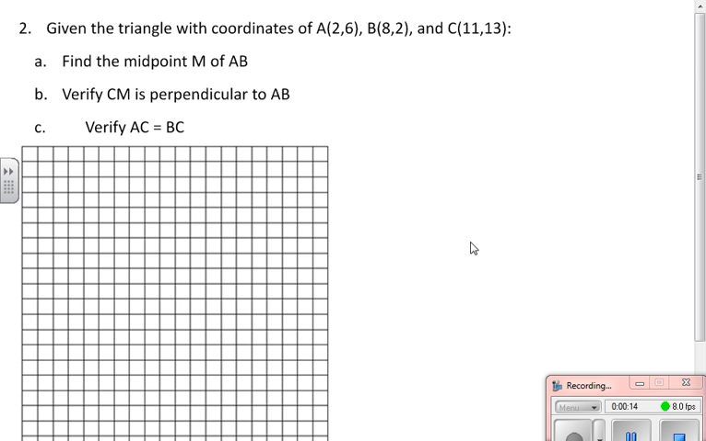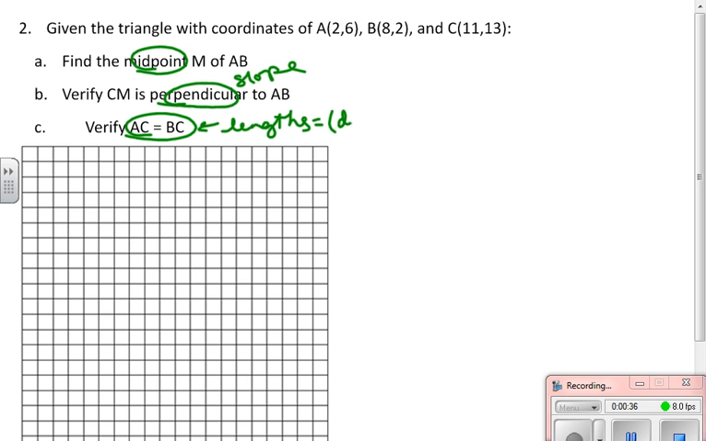So given a triangle with coordinates A at 2, 6, B at 8, 2, and C at 11, 13, find the midpoint M, so that's this formula. Verify CM is perpendicular, so we're going to use slope, and verify this. What does that mean? That means the lengths are equal, which means we need to use the distance formula.